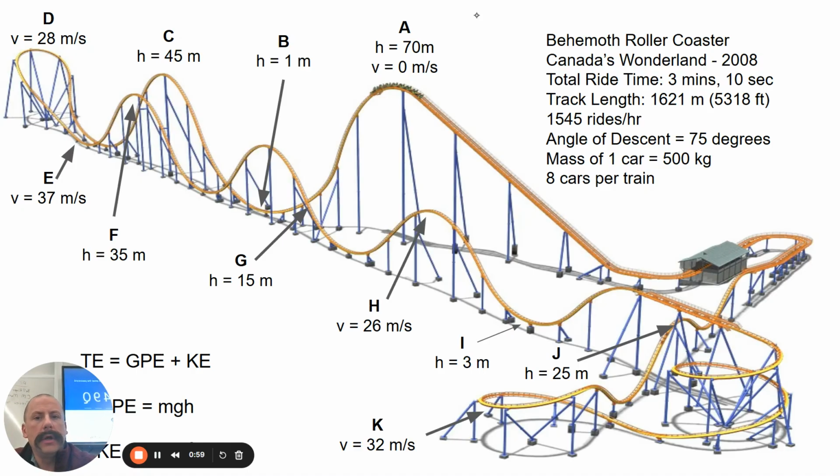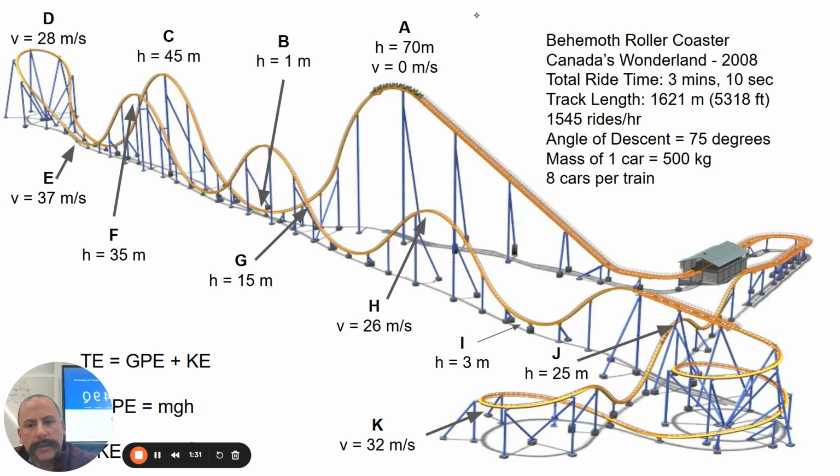Now, on the diagram, at different locations, there are different things that we happen to know about the roller coaster. Like the height is 70, and the initial velocity is 0 at the top of the first hill. At location B, at the bottom of this hill, it has a height of 1 meter. It comes back up to this hill at point C, which has a height of 45 meters. It goes down this hill, and as it's coming around this particular turn, it's moving at 28 meters per second. So they're giving us a velocity instead. It comes back around, where at the bottom of this hill, it's moving 37 meters per second. It comes back up this hill.